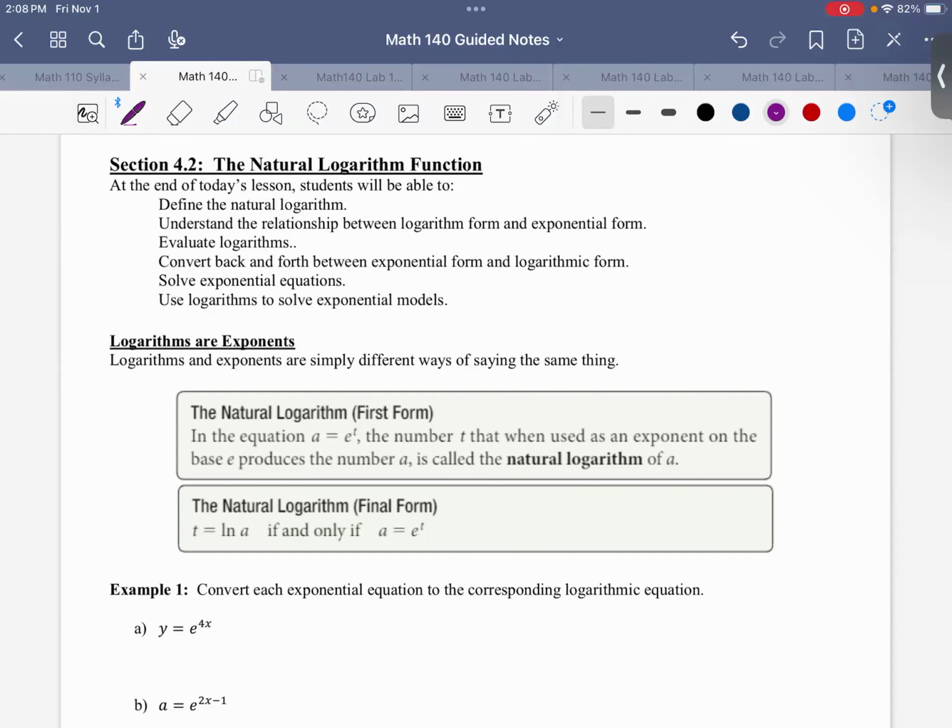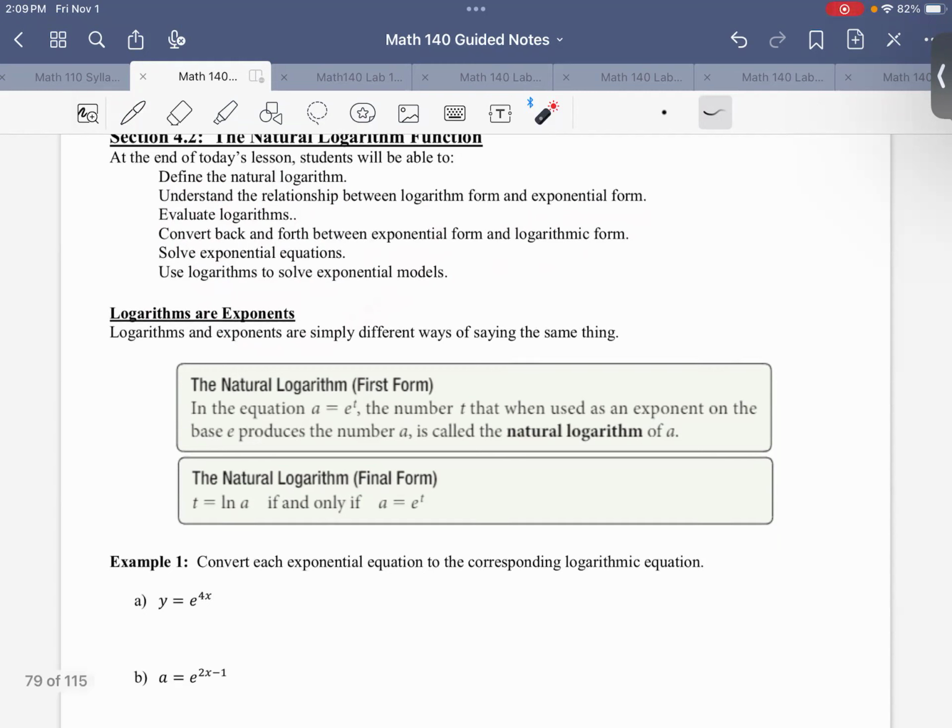Hi, everybody. Welcome to section 4.2, the natural logarithm function. So the learning objectives for this section are to define natural logarithms, understand the relationship between logarithm form and exponential form, evaluate logarithms, convert back and forth between exponential form and logarithmic form, solve exponential equations, and use logarithms to solve exponential models. So let's go ahead and look at some definitions of natural logs and exponents.